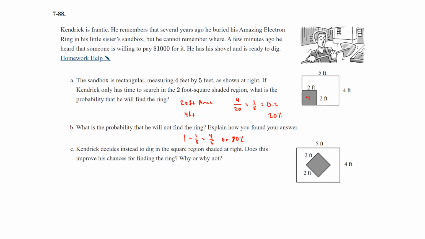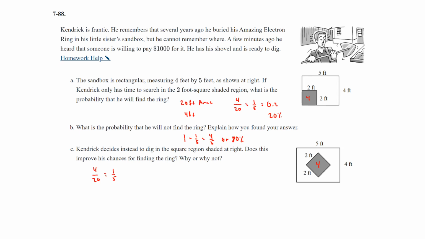And then on part C, Kendrick decided instead to dig in the square region shaded at the right. Does this improve his chances for finding the ring? Why or why not? So he decides to dig in the square region shaded at the right. So it's still a 2 by 2, which means the area is still 4. In the picture itself, it seems like that square is a little bit bigger, but it's still a 4-foot square, so it doesn't matter where it's at in the sandbox. It's still 4 out of 20. So even if you change the orientation of the square that he's going to dig in, it's still going to represent the same probability, 1/5.